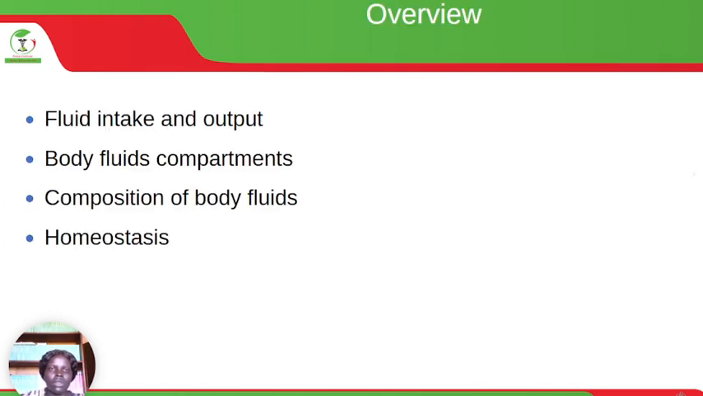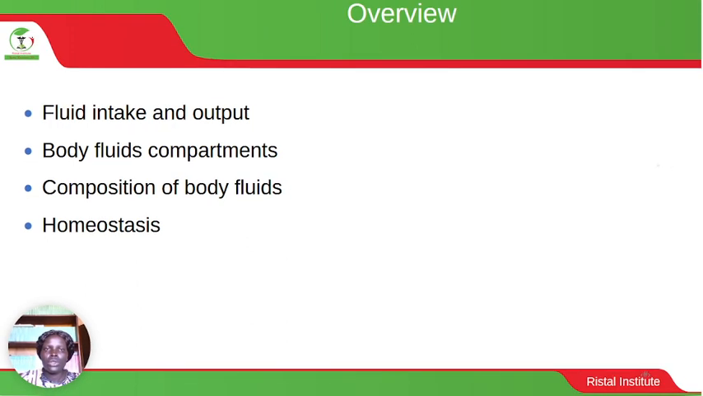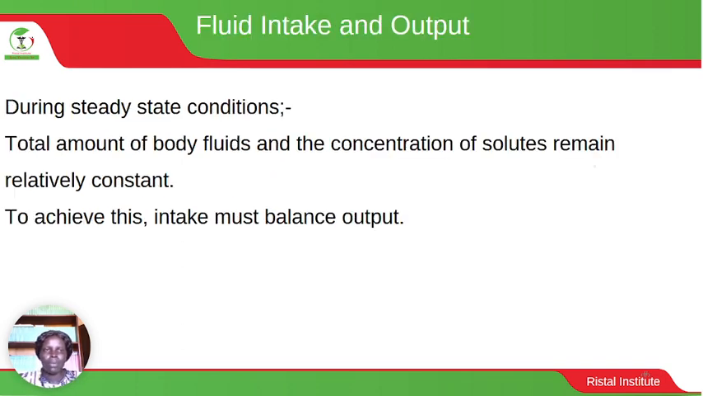We are looking at body fluids. So generally, in this unit, we are going to have an overview of the following: fluid intake and output, body fluid compartments, composition of body fluids, and homeostasis. So let us look at fluid intake and output.